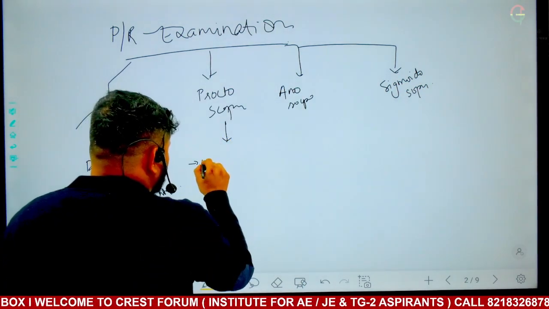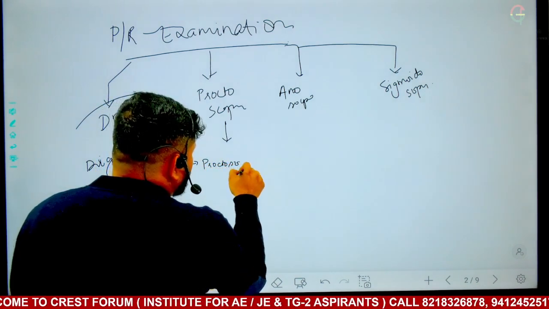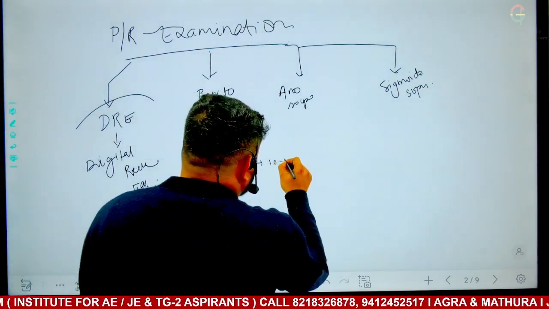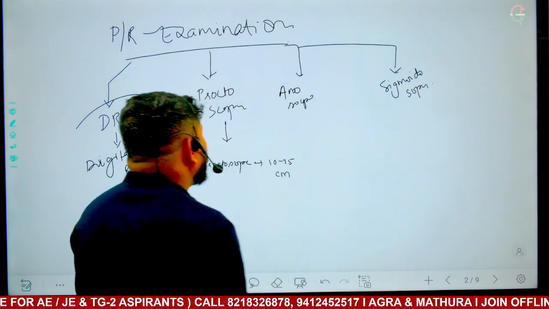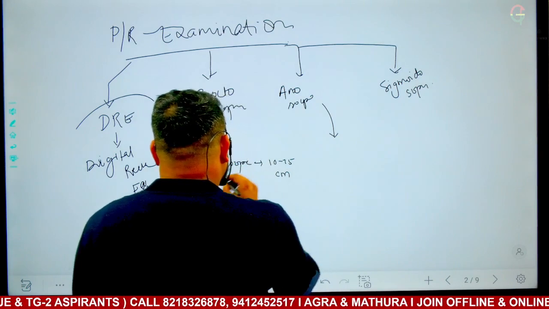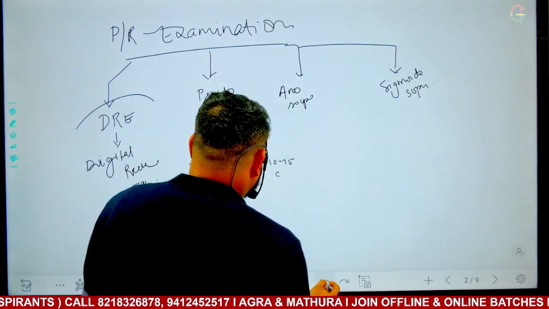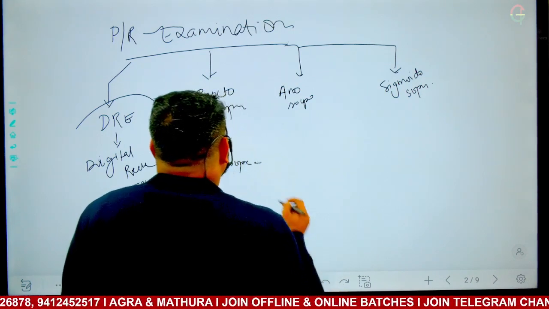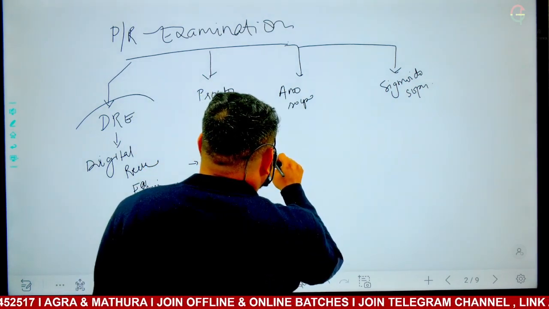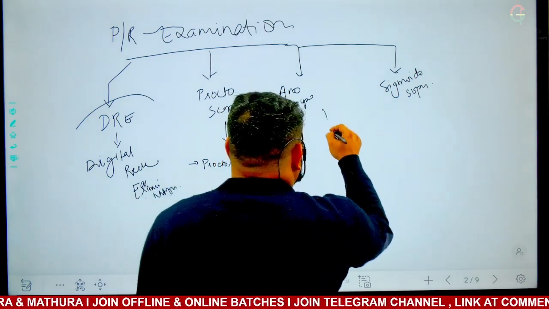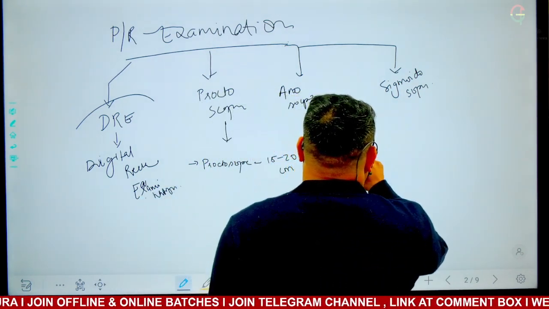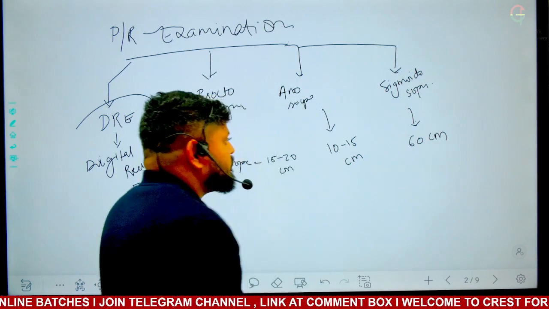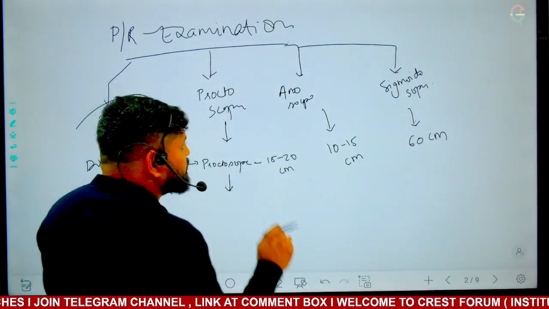Proctoscopy. The length of an anoscope, sorry, the length of a proctoscope is around 15 to 20 centimeters. Anoscope is 10 to 15 centimeters, and sigmoidoscope is 60 centimeters. It is used to visualize the whole anal canal.